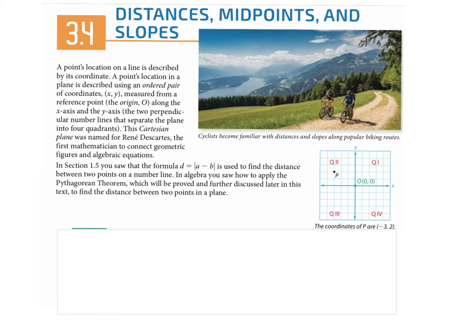Named for Rene Descartes, who we read a little bit about last week, I believe. He was the first mathematician to connect geometric figures and algebraic equations. So the Cartesian plane is named after him, from his last name.